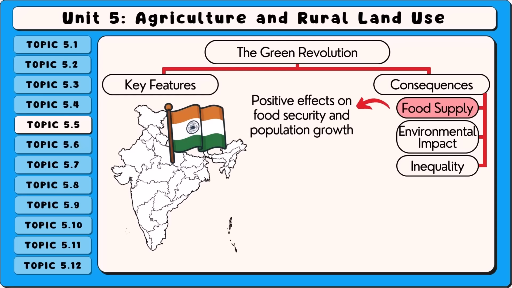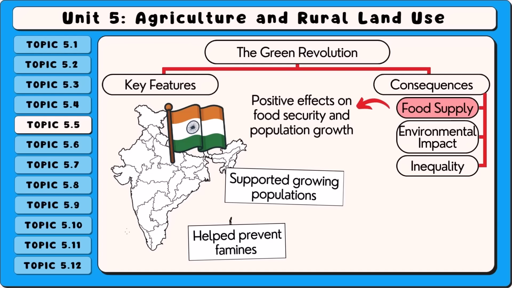In countries like India and the Philippines, the Green Revolution helped prevent famines and support growing populations. Farmers could grow more food on the same amount of land, feeding more people and reducing hunger.